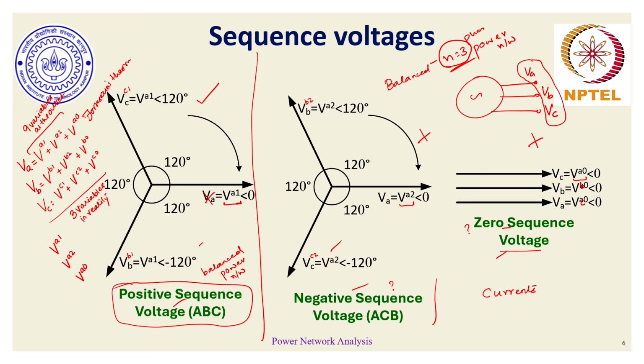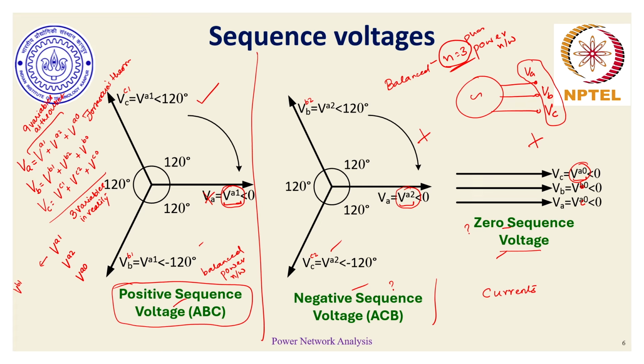So let's say I choose phase A as my reference phasor, and I identify the positive sequence voltage of phase A, the negative sequence voltage of phase A, and the zero sequence voltage of phase A. I can then also find VB1.